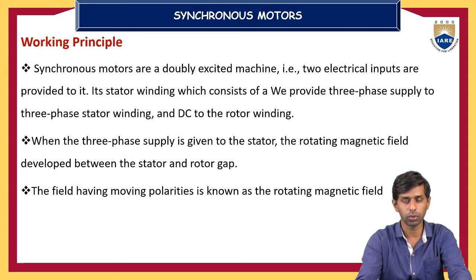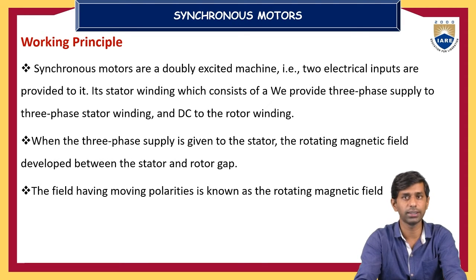You have to remember, the synchronous motor is a doubly excited machine. It requires two different supplies. One is the three-phase AC, and another is an auxiliary DC source, which is required for a synchronous motor to excite the field winding. So when a three-phase supply is given to the stator, whether it is star or delta connected, it has to produce a rotating magnetic field.